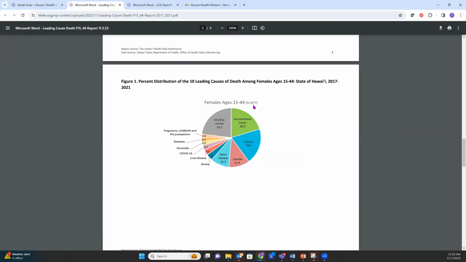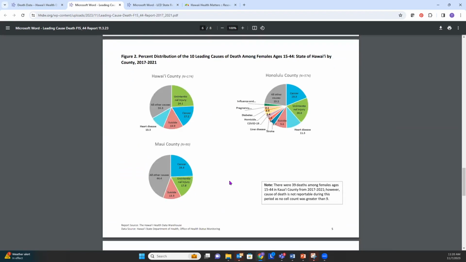So it's not a huge population that died during this 5-year period. We needed to aggregate 5 years to be able to give you any breakouts. So it's 877 deaths in total. These are the percentages by the cause. And then we have the data by county.